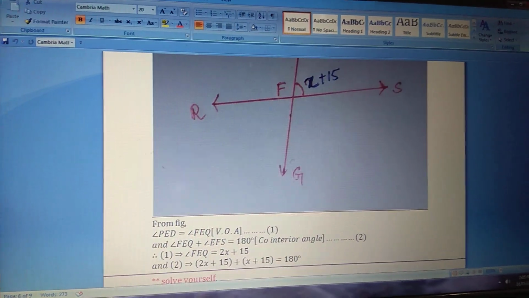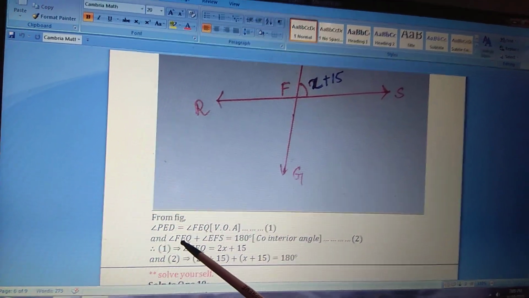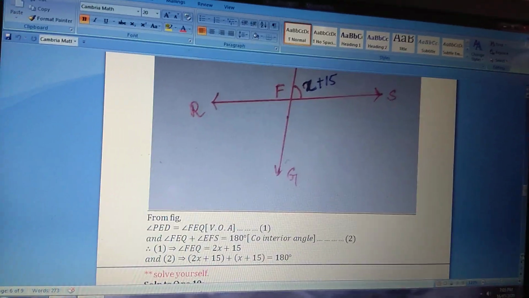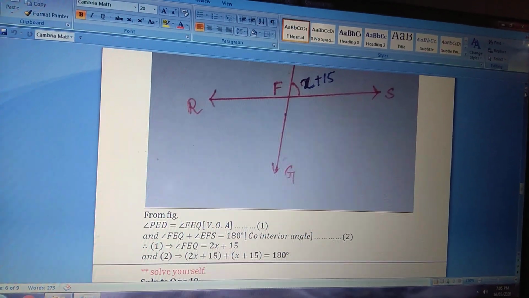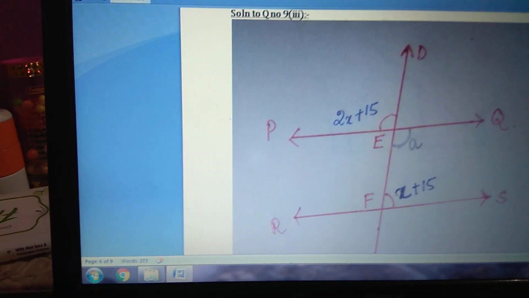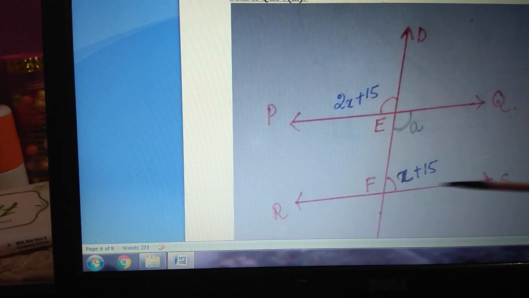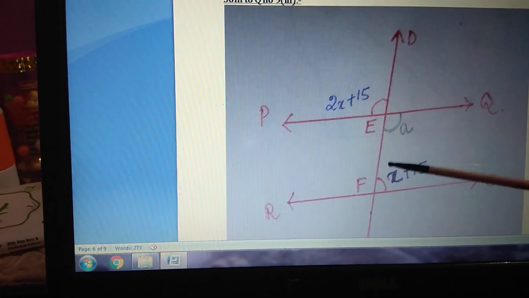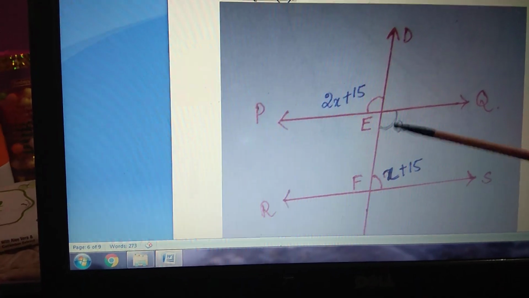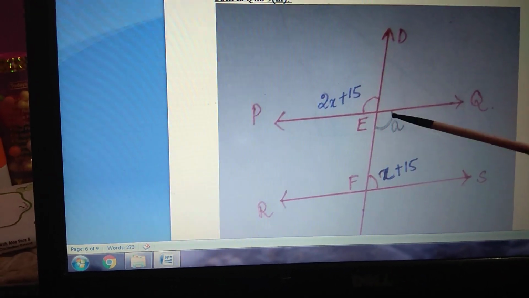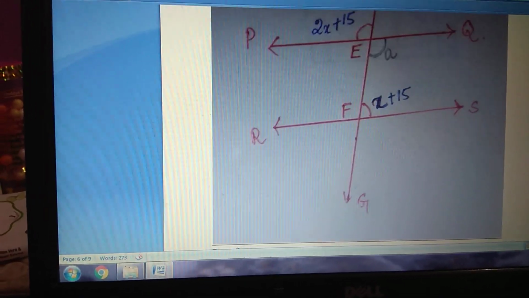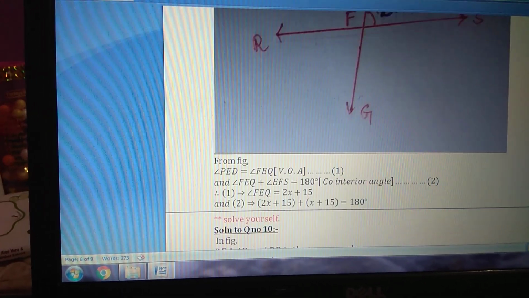What is that? Angle FEQ and angle EFS equals 180 degrees because they are co-interior angles. So let's see. EFS and QEF, they are co-interior angles on the same side of the transversal. So their sum will be 180 degrees. So what we have done? We have placed their values.